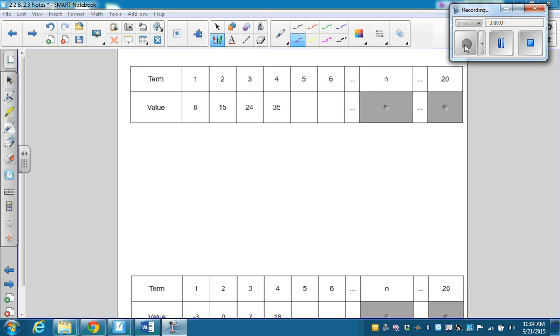Solve this puzzle the same way. And I always look at the first difference. So the first difference here is 7, 9, 11. So it's not constant, so I know it's not linear.